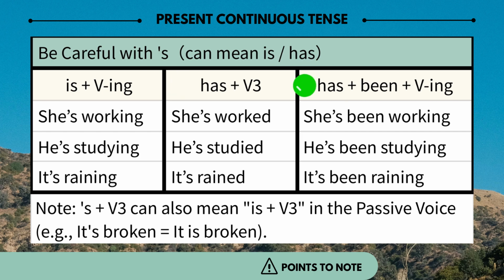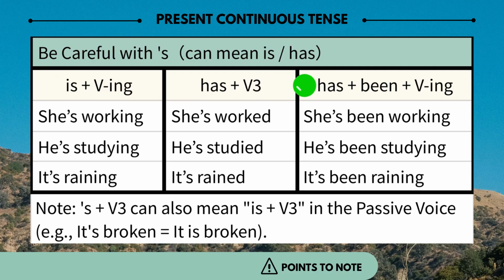3. When we see S plus been plus V-ing, it means has been plus V-ing, which is the present perfect continuous tense. Examples. She's been working equals she has been working. He's been studying equals he has been studying. It's been raining equals it has been raining.